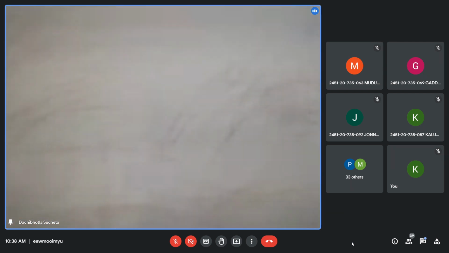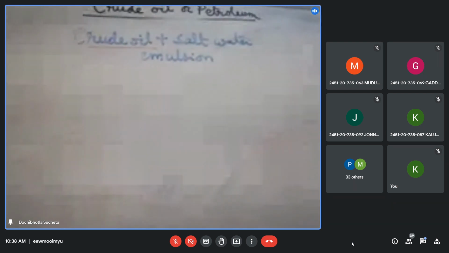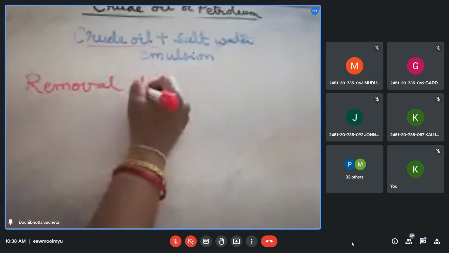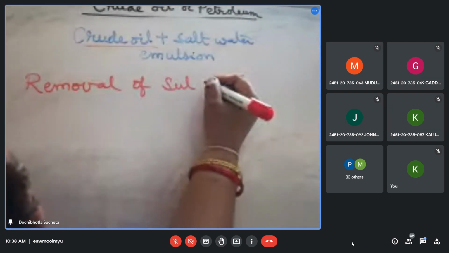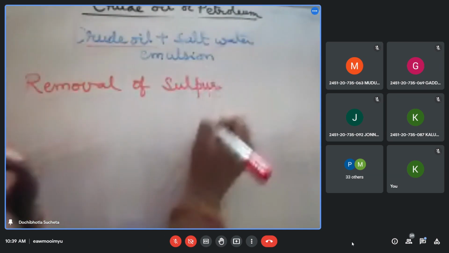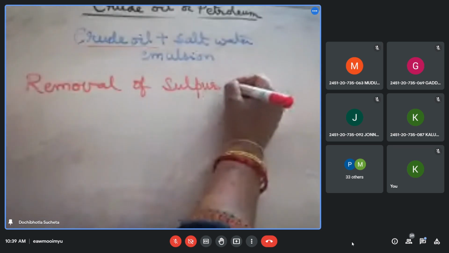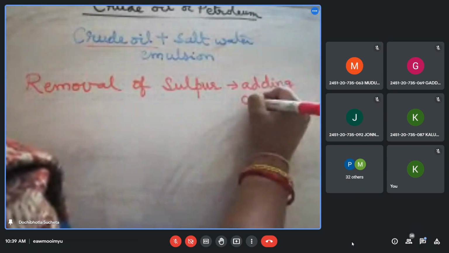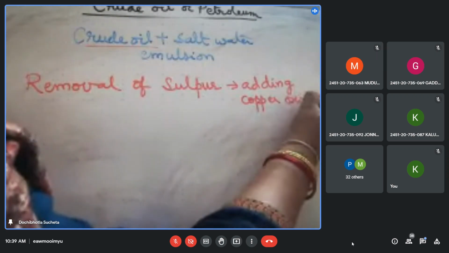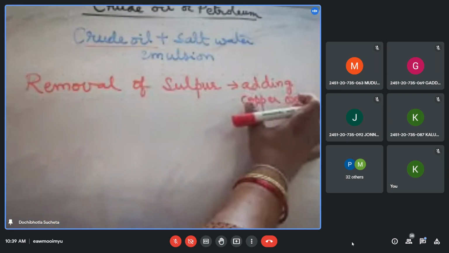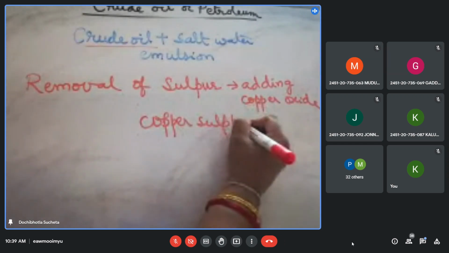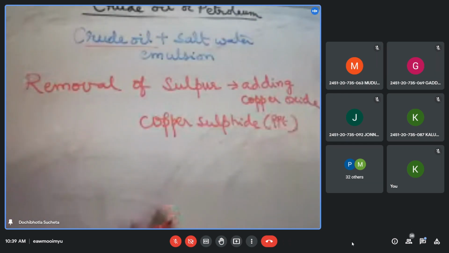The other point is, sulfur is also present in this crude oil, so they want to remove the sulfur. After removing water, the next task is removal of sulfur. Sulfur is removed using copper compounds, particularly copper oxide. The sulfur present in the crude oil reacts with the copper oxide to form copper sulfide. Copper sulfide precipitate is formed, and that's how sulfur is removed.